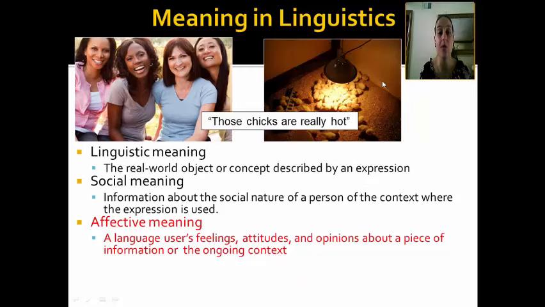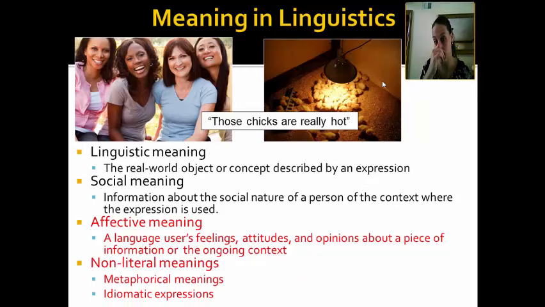And then the fourth level of meaning engaged in language is the non-literal meanings, so the metaphorical meanings or the idiomatic expressions. And here, as I said before, there are two different meanings. Chicks is a slang term that has been used not only to describe baby chickens, but also in a slang way to describe attractive females. The same thing with hot. Hot has taken on two different meanings: the literal meaning, meaning warm, and then the figurative or metaphorical meaning, to mean attractive.